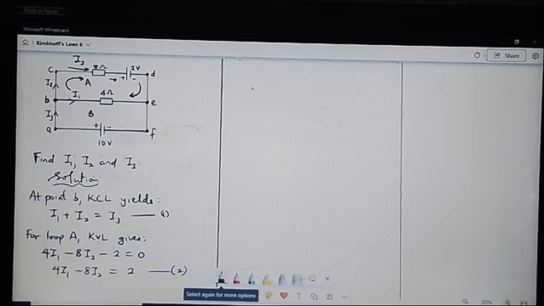And we move on to loop B. So for loop B, we can see that this is 10 volts. So since we are coming out from the positive terminal, we say that 10, see, KVL gives us 10.